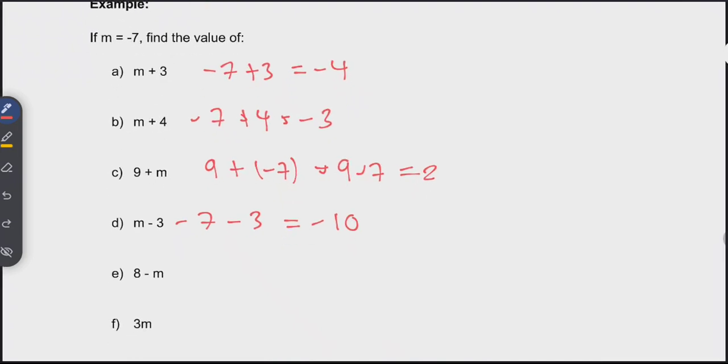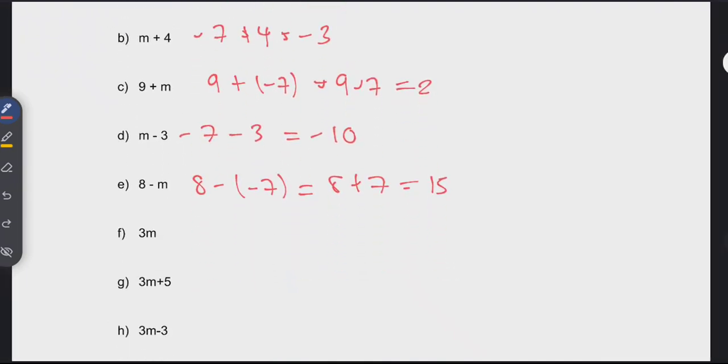What about 8 minus m? So 8 minus minus 7. What happens then? If we're taking away a negative number, then we're essentially adding a number. If you're taking away something negative, the entire thing gets more positive. So that becomes 8 plus 7, which is 15.